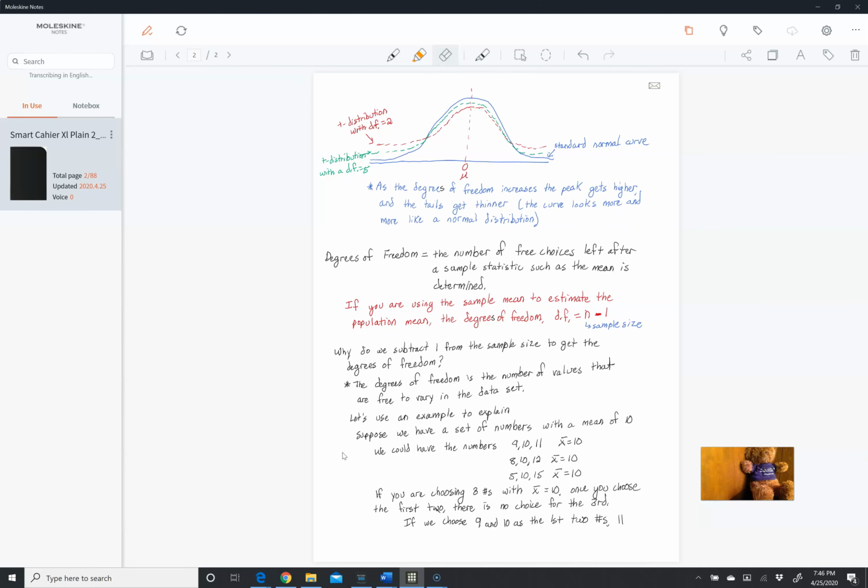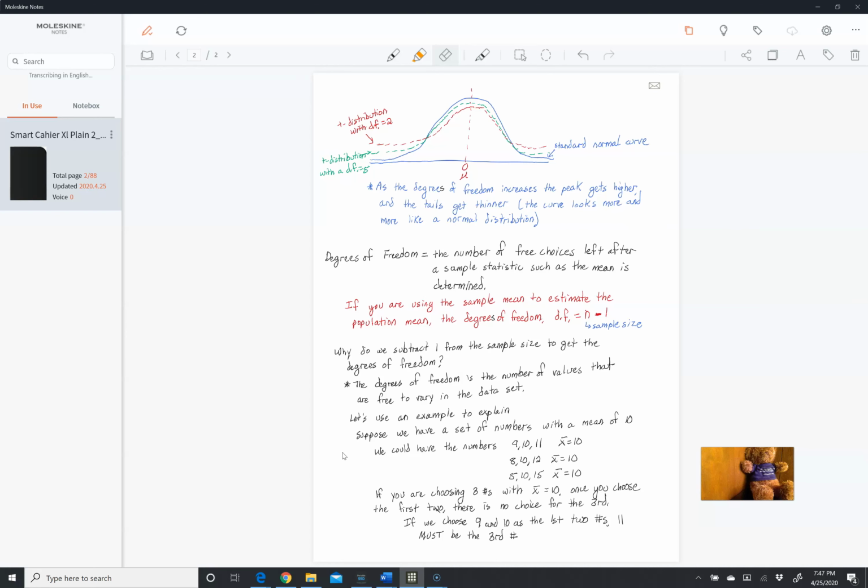11 must be the third number. We have no choice in the matter, okay? So once you've chosen the first two numbers, the third number is fixed. What does this mean? We only have two numbers that can vary. Only two numbers can vary.